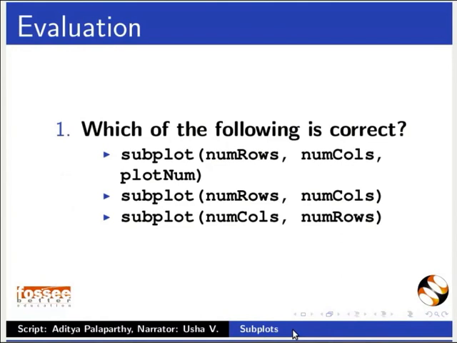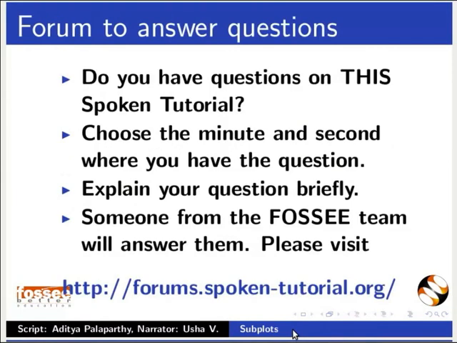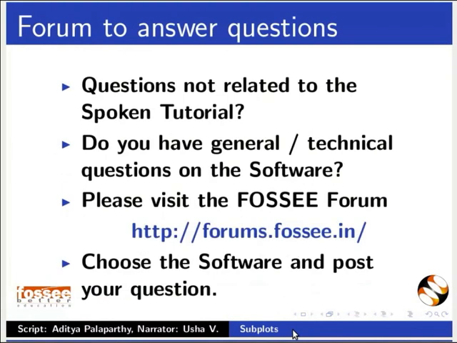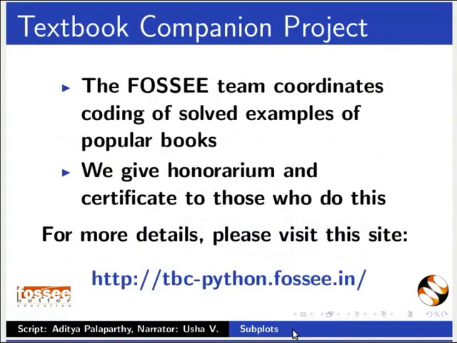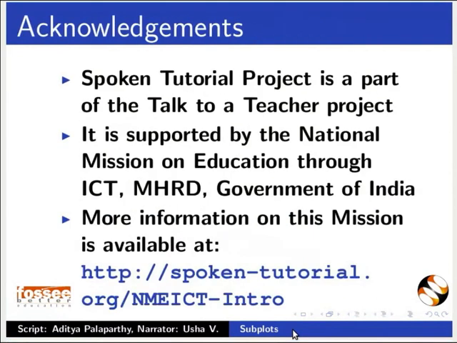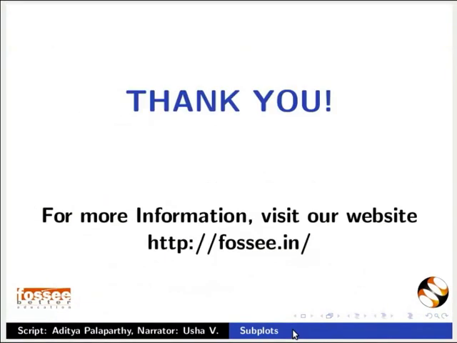Here are some self-assessment questions for you to solve. Which of the following is correct? Subplot, inside the brackets, number of rows, number of columns, plot number. Subplot, inside the brackets, number of rows, number of columns. Subplot, inside the brackets, number of columns, number of rows. And the answer is the first option. The subplot command takes three arguments, namely the number of rows, number of columns, and the plot number.